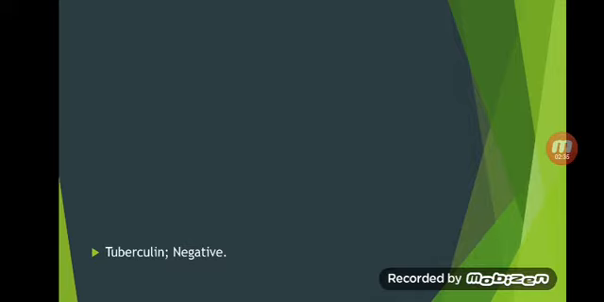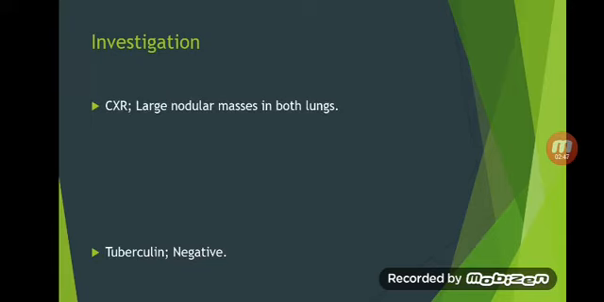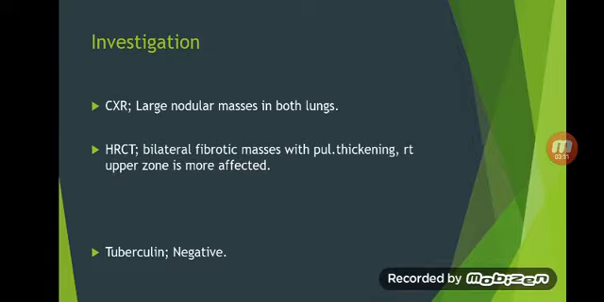So we have done investigations for the patient, and we started with a tuberculin test, and it was negative, and then we followed this with a chest x-ray. Why did we do the tuberculin test? Because the patient has upper lobe fibrosis, and has had shortness of breath for 10 years, and he worked as a stone cutter. If the patient is to have silicosis, TB is a risk factor, you see. The chest x-ray showed large nodular masses in both lungs. High resolution CT showed bilateral fibrotic masses with pleural thickening, with the right upper zone of the lung more affected.